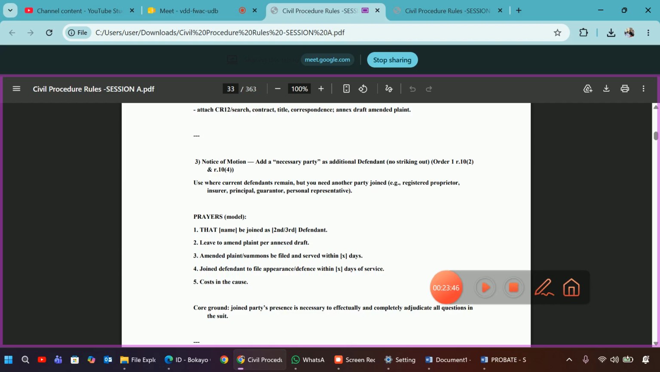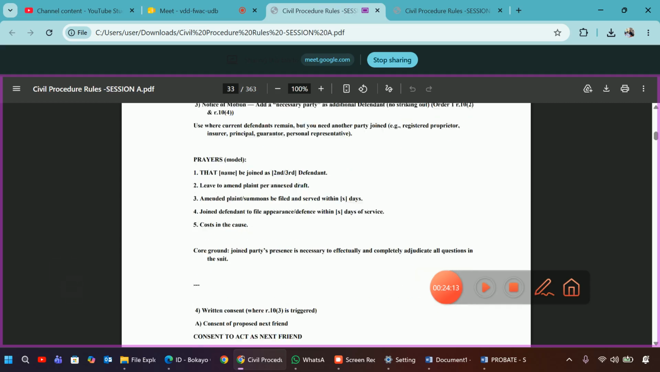Then what happens when you add a necessary party as an additional defendant? No striking out. So it is used where current defendants remain, but you need another party to be joined, e.g. a registered proprietor, insurer, guarantor, or personal representative. I delved down to the prayers that you will seek. Let this person be joined as the second defendant. Let me be granted leave to amend the plaint. Amended plaint be filed. Joined defendant to file appearance.